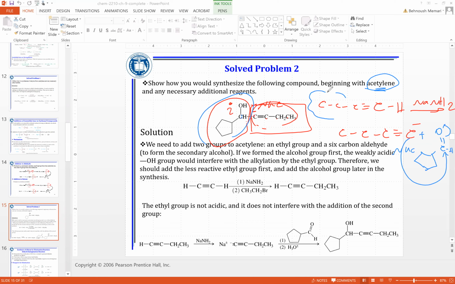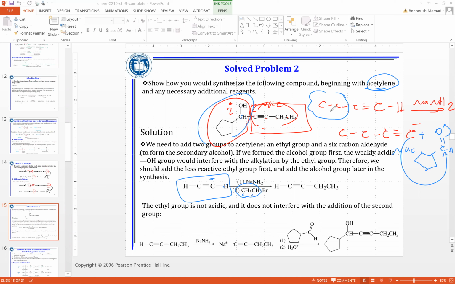With acetylene, you have to first add the ethyl group to it. So you start with the acetylene, you remove the hydrogen, and then you add ethyl bromide. I had this example before. You have the acetylene, remove the hydrogen, you get the negative charge on the acetylide ion. Then you add ethyl bromide because you want 2 additional carbons.